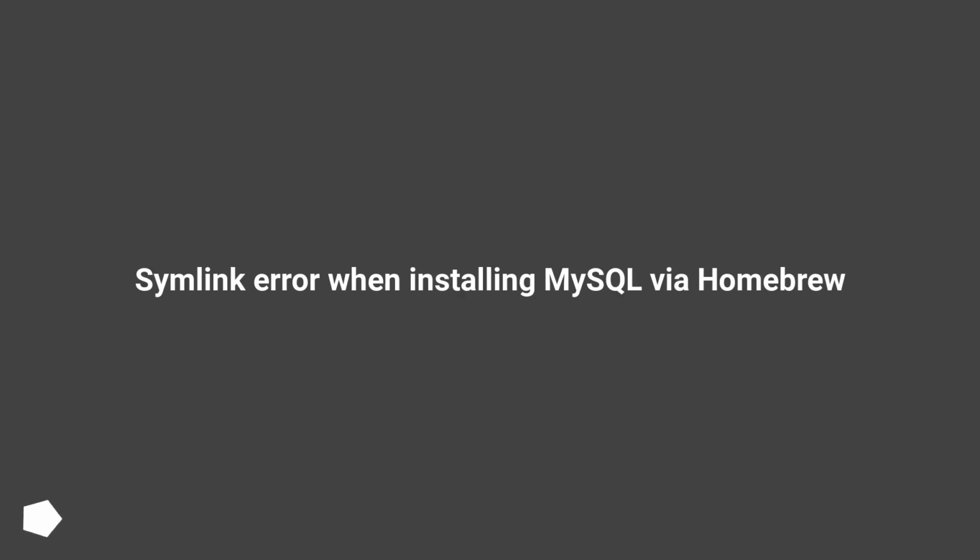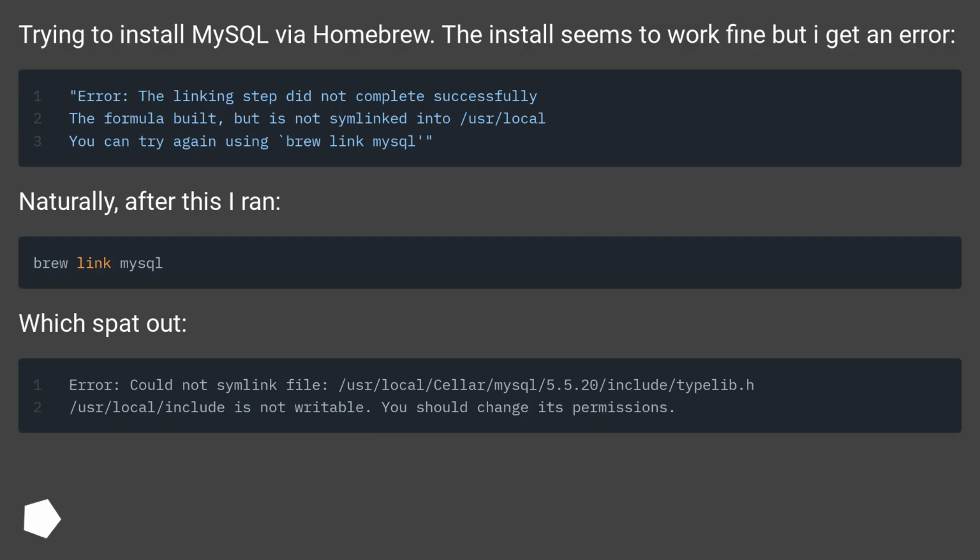Symlink error when installing MySQL via Homebrew. Trying to install MySQL via Homebrew. The install seems to work fine, but I get an error.